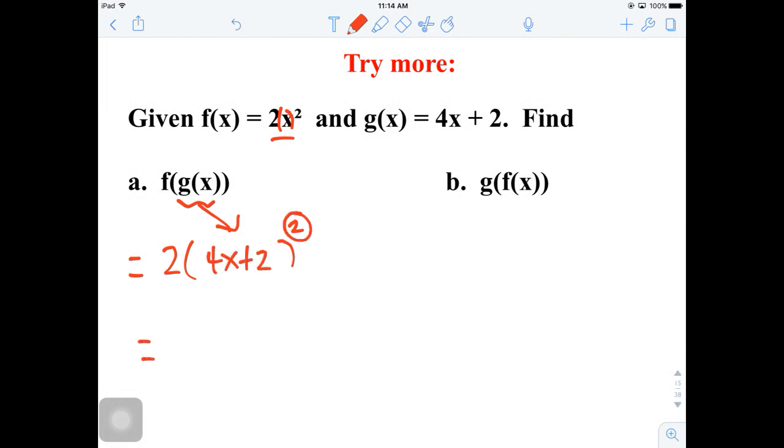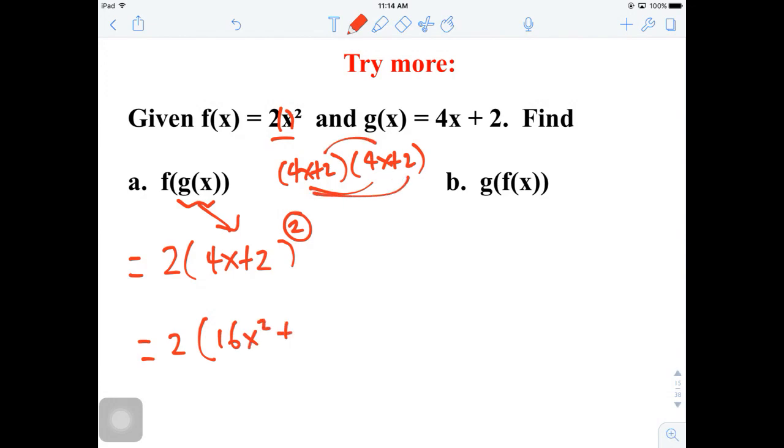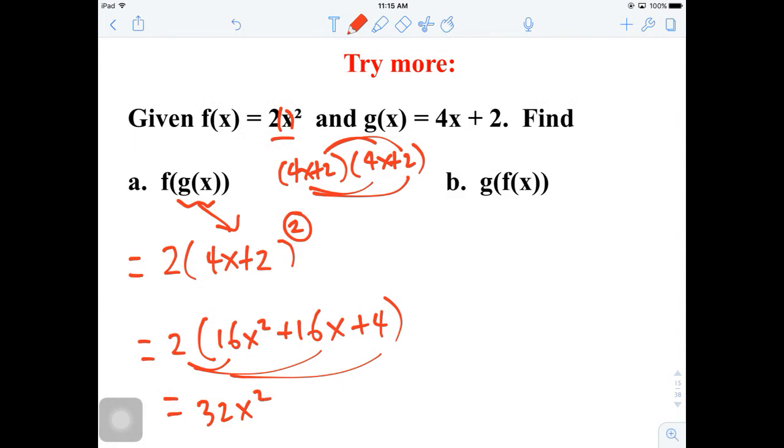Again, using order of operations, we're going to need to square that first. So we got (4x plus 2) times (4x plus 2) again. That's going to give us 16x squared, plus 8, that's going to be plus 16x. And then last term is plus 4. So that takes care of the square. And now we got 2 in front. So we're going to distribute 2 through every single term. So we got 32x squared plus 32x plus 8 as the final answer for f of g of x.